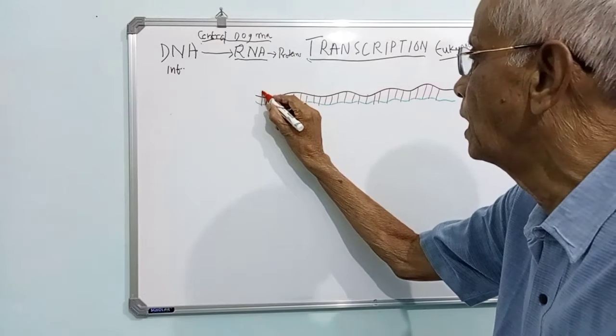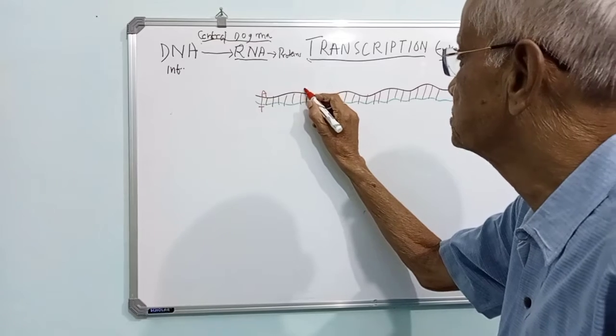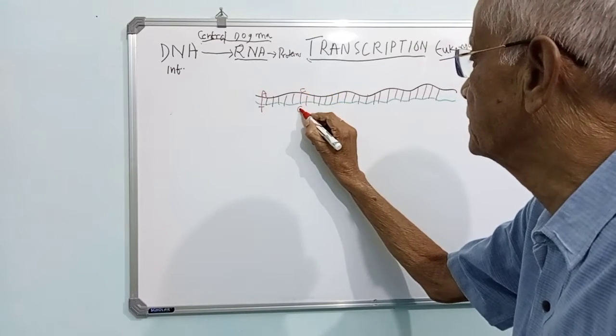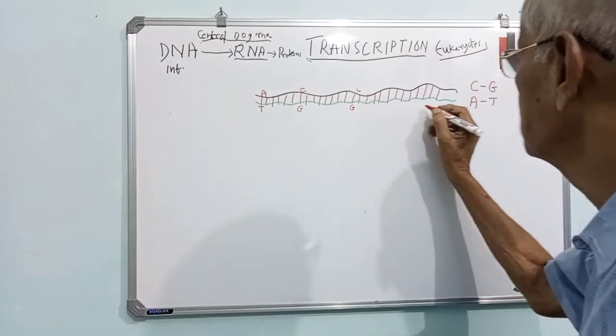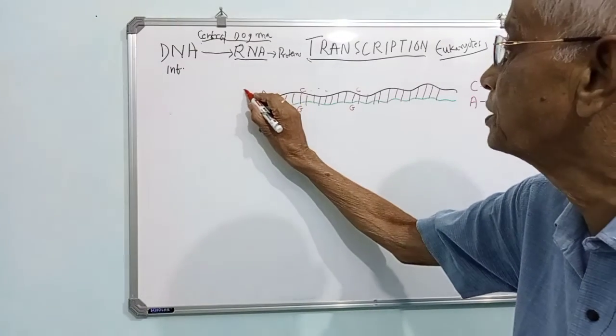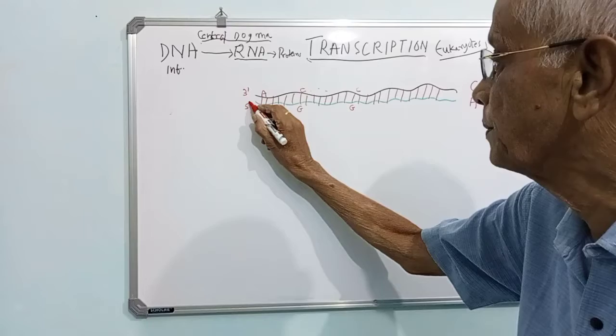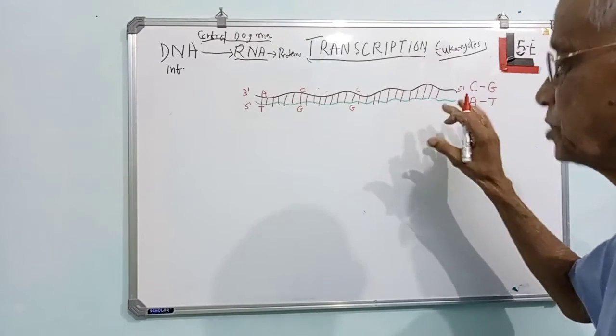Supposing if there is adenine here, there will be thymine here. If there is cytosine here, there will be guanine here. If there is cytosine, again guanine. Like this, it continues. That is the way the DNA is normally seen. And now let us say that this strand we will call the 3' end and 5' end. This will become the 5' end and 3' end. Now this is the structure.